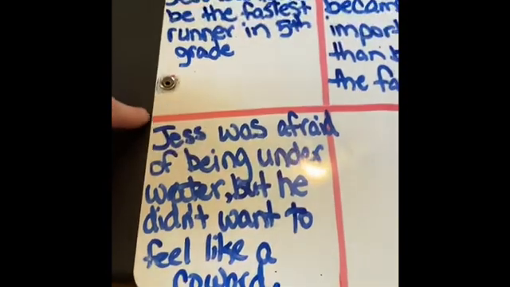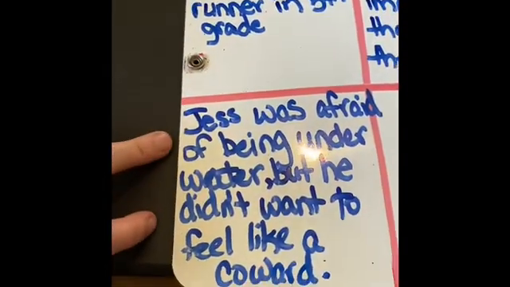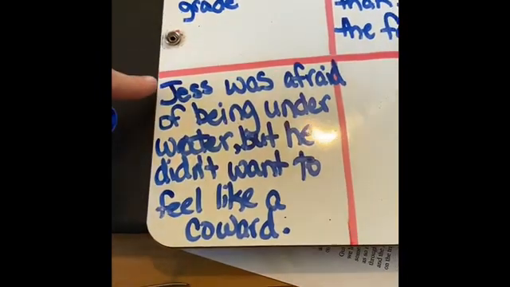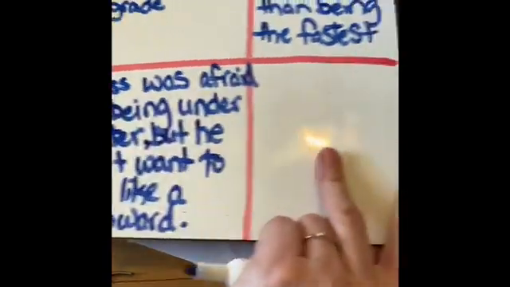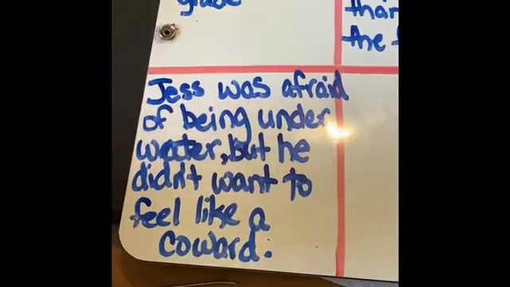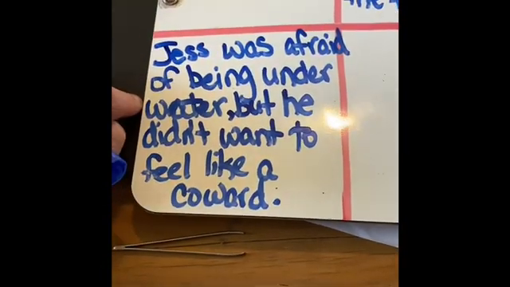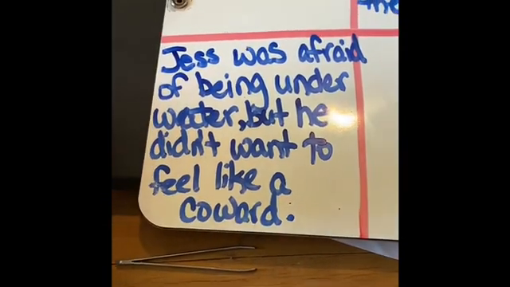And what do we call this kind of conflict? If he's only in a conflict with himself, he's not in an argument with somebody else, he is only in a conflict with himself. Internal conflict, correct. So think about the end of the book. How did Jess resolve this conflict? That he's afraid of being underwater. Did he go underwater? Do we find that out in the book? We don't.